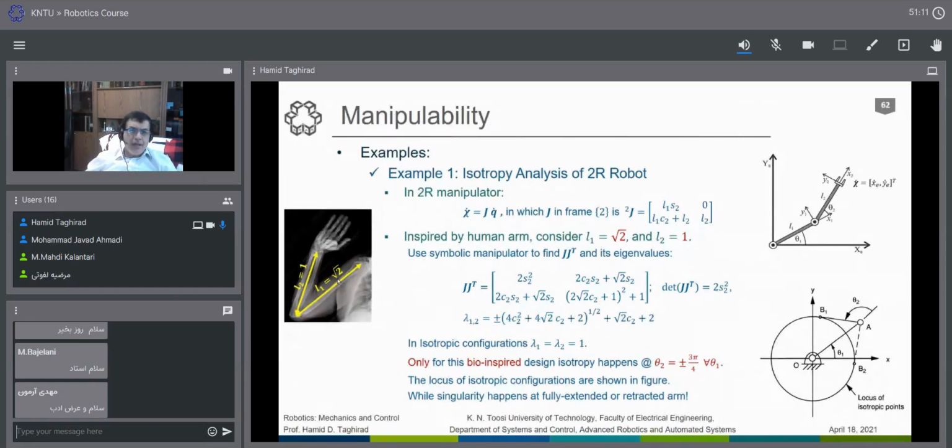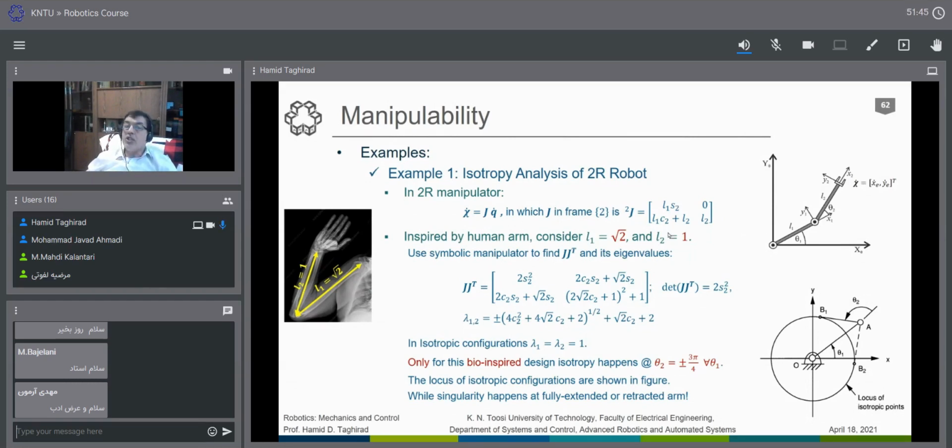And it is amazing why this particular case. It is very amazing that this is the only particular case in which you can have isotropy in the design. You have some optimal design. So for now, consider that L1 is equal to square root of 2 and L2 is equal to 1. We don't know if this is good or bad. We will examine that. How will we examine?